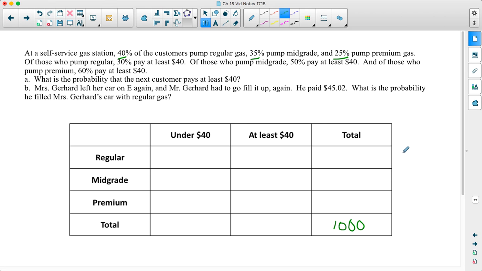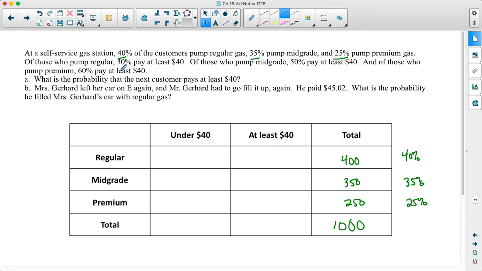And we know that 40% of customers get regular gas. And so 40% of 1,000 is 400. We also know that 35% get mid-grade, so that's 350. And then we could fill in the blank here, or we could say, well, that's also 25%, so that's 250. So that definitely helps us out with this first column.